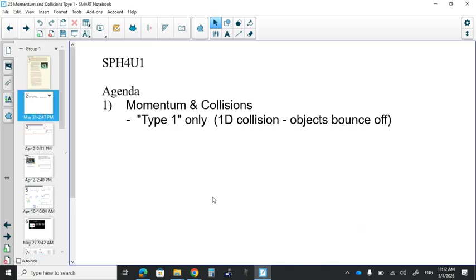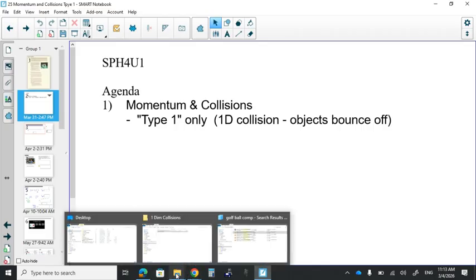Momentum and collisions now. So still talking about momentum, but looking at what happens when things are colliding. We talked before about how momentum is always conserved, and it's true in collisions as well. I'm going to show you a video to start out with here.